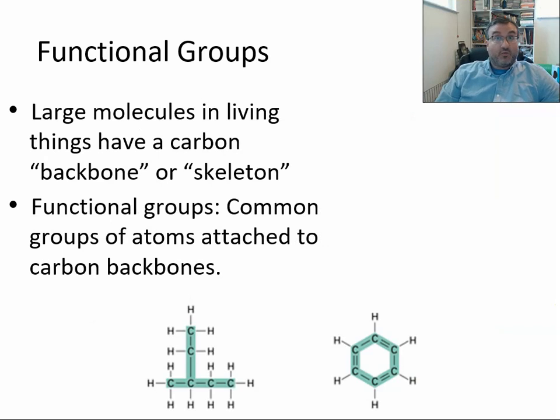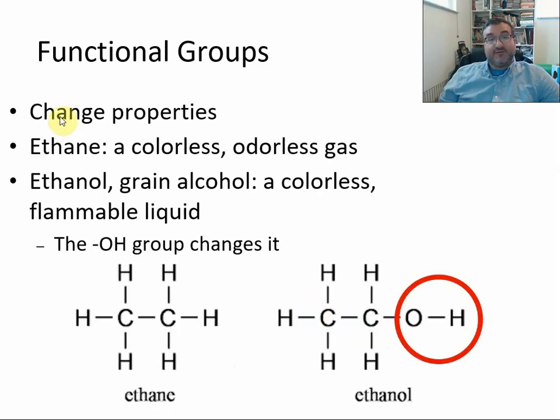After we know what carbon is important for, we can look at the large molecules in living things having a carbon backbone or skeleton. Then beyond that, we have functional groups, which are common groups of atoms attached to carbon backbones. So again, here's some hydrocarbons, and we can see the skeleton or central chain of carbon atoms. When we have functional groups off of carbon backbones, it changes the properties of the chemicals involved.